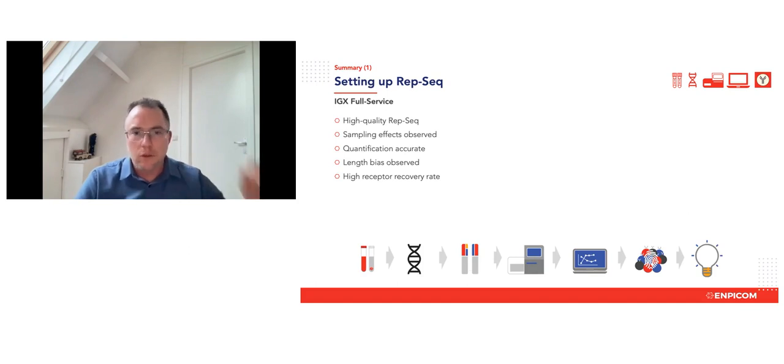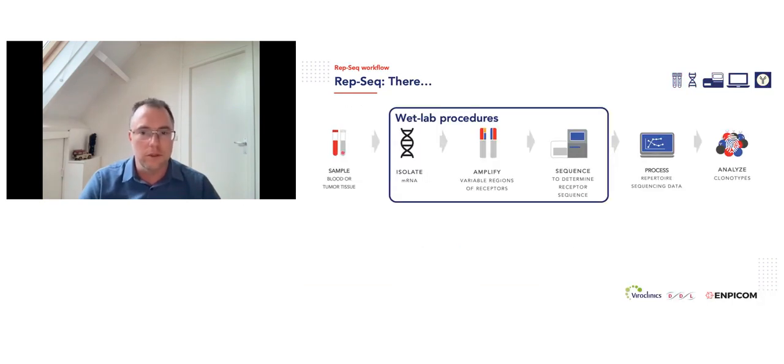All right, so this is for the first part. I've told you a little bit about the wet lab stuff, the full service thing that we've been developing. So in summary, it's a high quality Rep-Seq setup. We see, of course, the sampling effects, but the quantification is accurate. We do see a length bias, and overall we get a very high receptor recovery rate. So a large part of the data contributes to the repertoire.